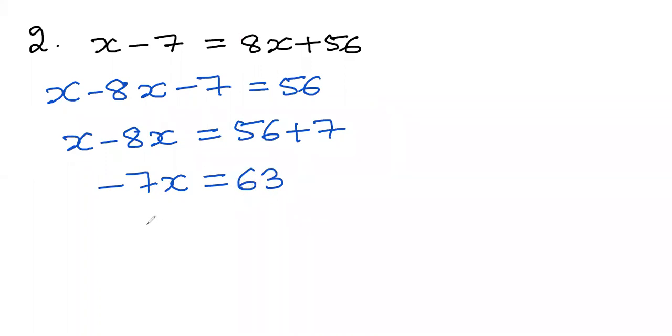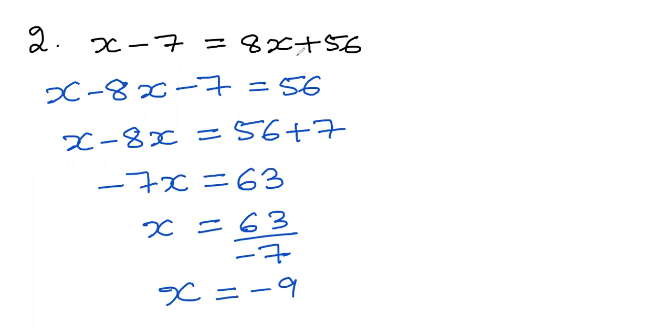So in this case, it's going to be x equal to 63 divided by minus 7. And 63 divided by minus 7 will give you minus 9. And this will be the answer to this question. Let's look at a few more examples.